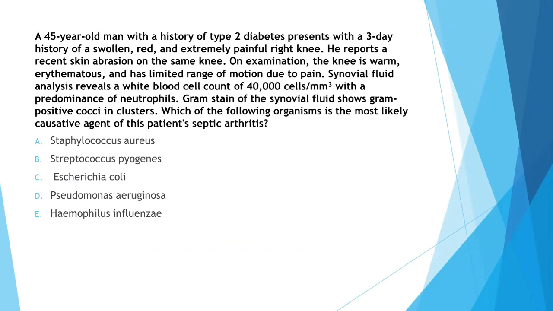Let's do one more question here. Now, which of the following organisms is the most likely causative agent of this patient's septic arthritis? Okay, a 45-year-old man with a history of type 2 diabetes presents with a 3-day history of a swollen, red, and extremely painful knee. He reports a recent skin abrasion on the same knee. On examination, the knee is warm, erythematous, and has limited range of motion due to pain. Synovial fluid analysis reveals a white blood cell count of 40,000 with a predominance of neutrophils. Gram stain of the synovial fluid shows gram-positive cocci in clusters. Which of the following is the organism responsible? Staph aureus, Strep pyogenes, E. coli, Pseudomonas aeruginosa, or Haemophilus influenzae.